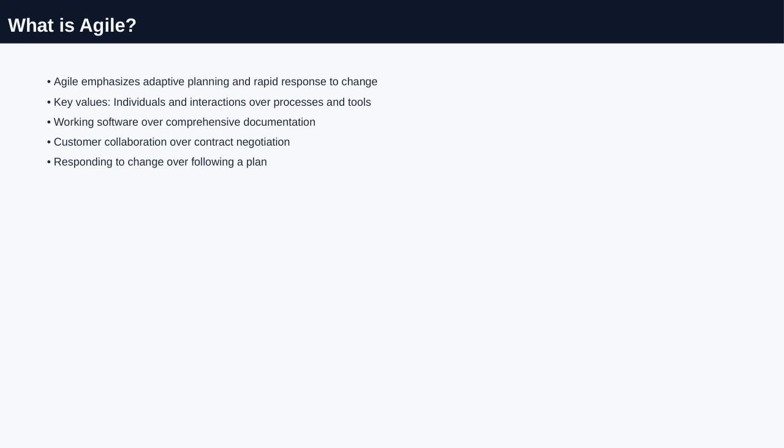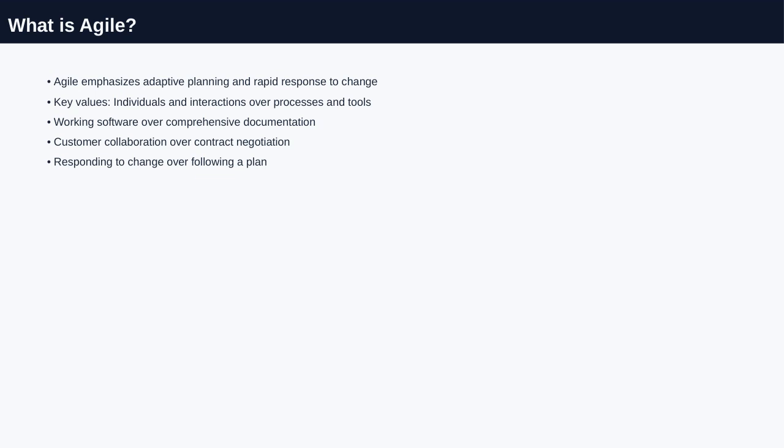Agile is all about being flexible and ready to adapt as things change. Instead of spending a lot of time on detailed plans that might become outdated, Agile encourages teams to plan in a way that can evolve quickly. The core values focus on people and how they work together, rather than relying heavily on strict processes or tools.